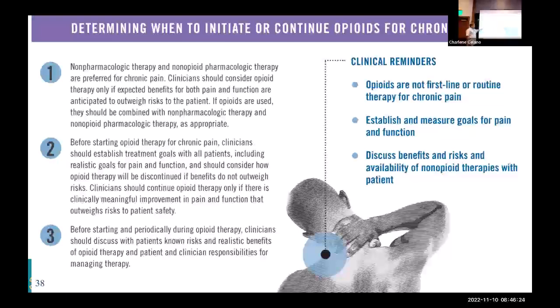And then related to that, if there's not meaningful improvement in those functional goals, we should think about discontinuing the opioid and try something else. And then the last one is before you start and periodically during the course of your opioid treatment, you should make sure patients understand the risk and the realistic benefits that are going to come from that drug and remind them and reiterate that over and over.